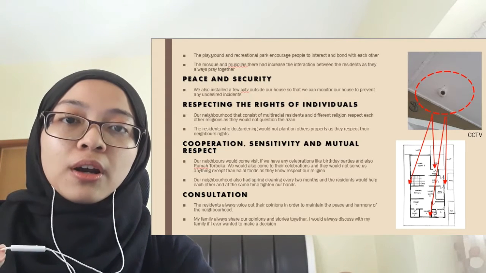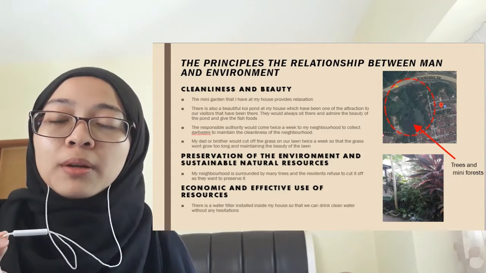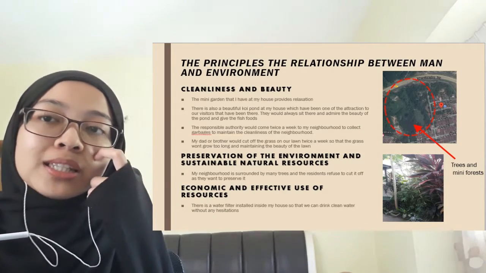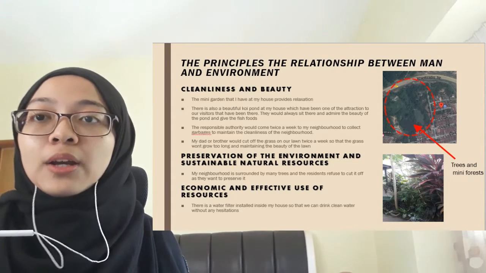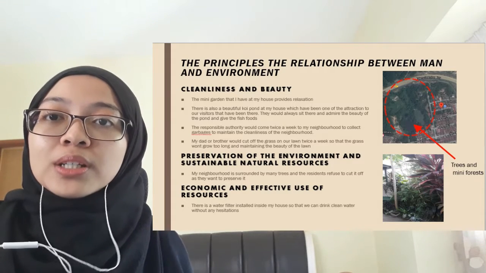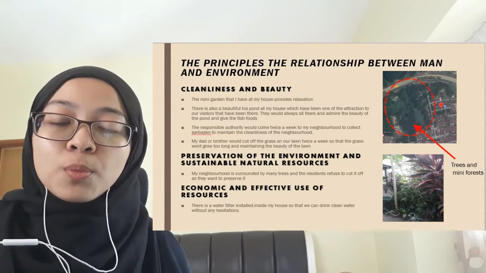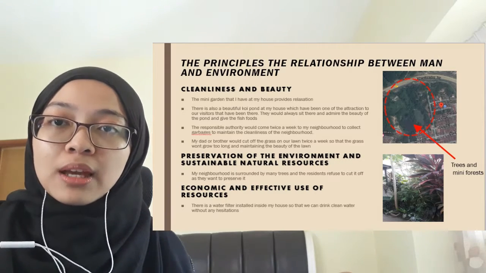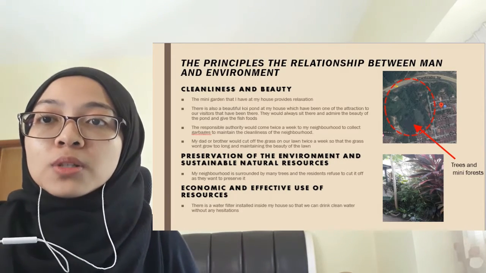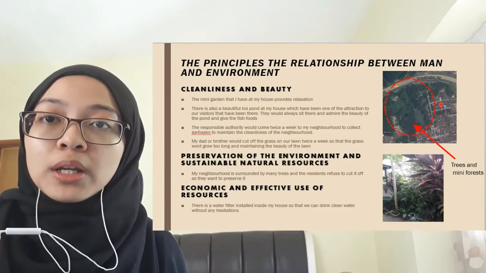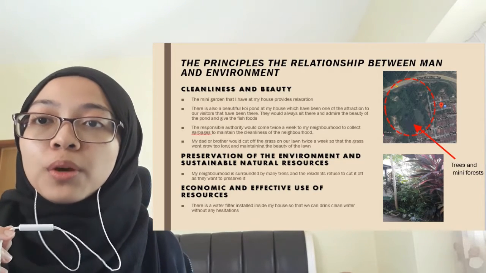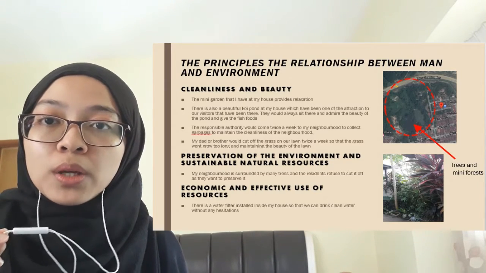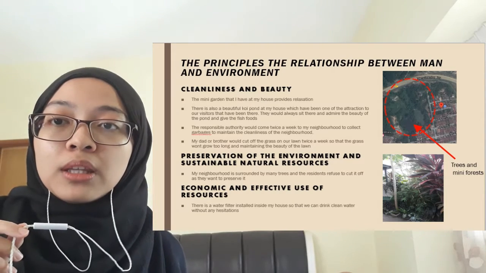So for the principle of relationship between man and environment, in terms of cleanliness and beauty, the mini garden that I have at my house provides relaxation, and I also have a beautiful koi pond which became one of the attractions to my visitors, and they would always sit there and admire the beauty of the pond. And the responsible authorities would come twice a week to my neighborhood to collect garbage to maintain the cleanliness of the neighborhood. And my dad or brother would trim the grass twice a week in our lawn to maintain the beauty of the lawn.